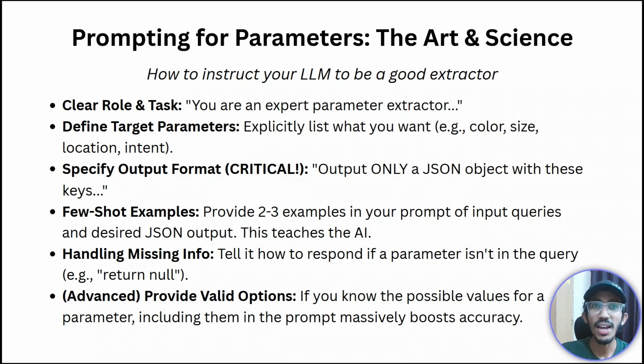Third, specify output format. This is critical. You need to tell the AI how to give you the extracted parameters. Often, the best way is to ask for a JSON object. For example, output only a JSON object with the following keys: color, size, and maximum price. This makes the output predictable and easy for other systems like N8N to parse.